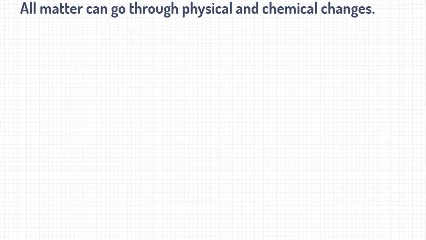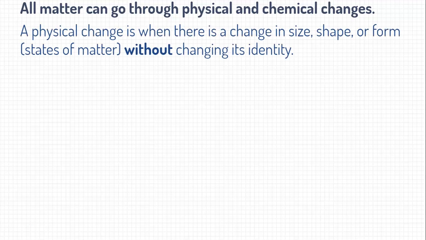Now, next, all matter can go through physical and chemical changes. Now, a physical change is when there's a change in size, shape, or form, states of matter, without changing its identity. So if you're analyzing a scenario and there's a change going on of some sort, but it doesn't change what the actual thing is, it's a physical change.